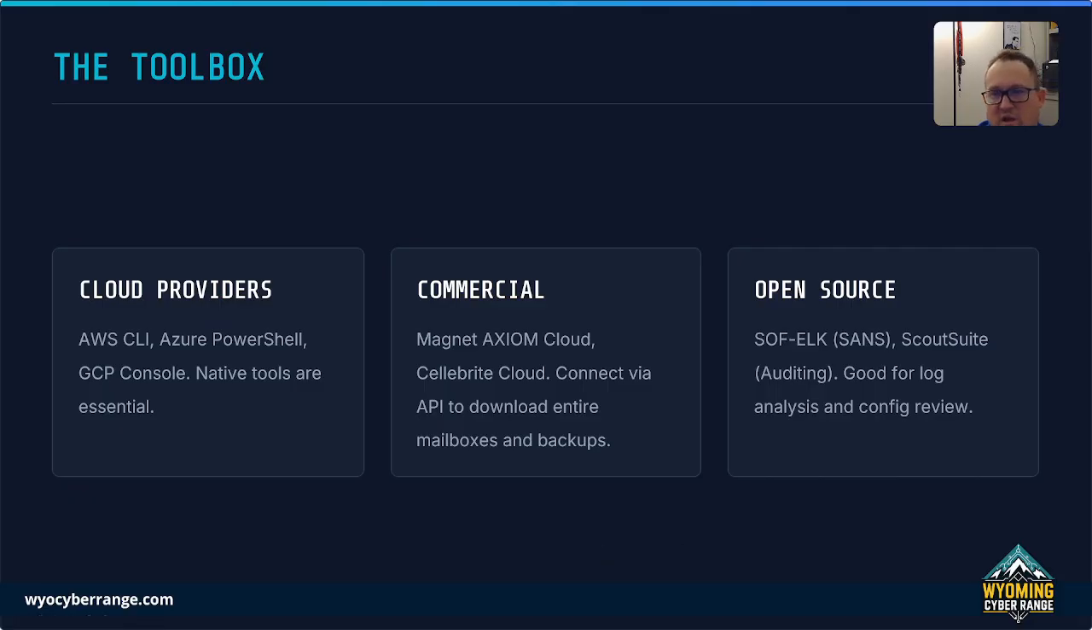Now, to accomplish all of this, we may need to have a couple things in our toolbox, right? We need to know the cloud providers themselves and know their native tools: AWS, Azure, GCP. We need to know them. We need to know some of the commercial suites like Magnet Axiom or Cellebrite Cloud, because this will help us connect directly to the APIs of all these cloud providers and download entire mailboxes or backups.